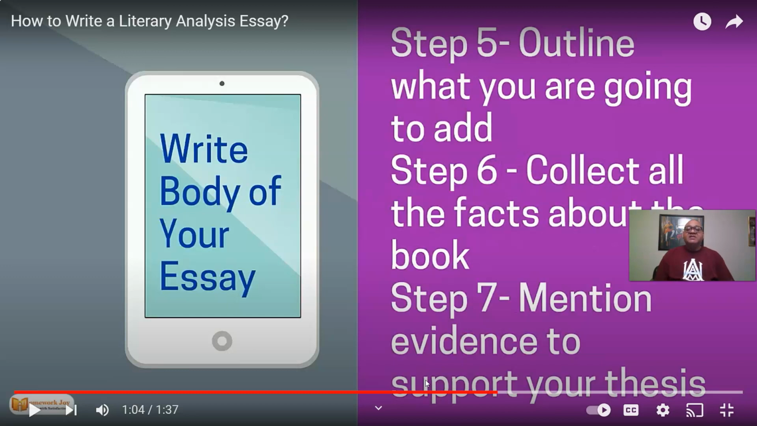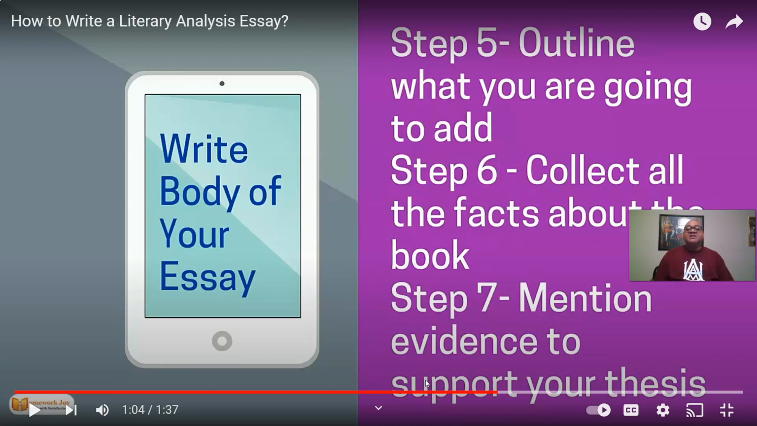So look at step 6. Collect all the facts about the book. What you're going to do in this case for my essay, the essay that you're going to do for this class, will be to give me your opinion. I'm going to give you some themes, and you're going to give me your opinion on the themes.